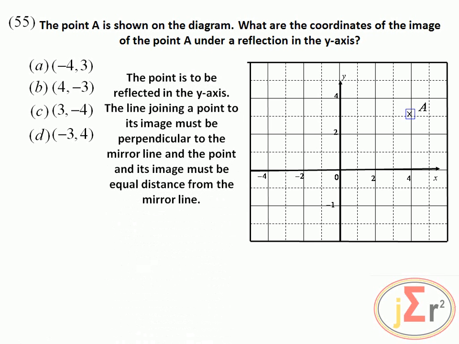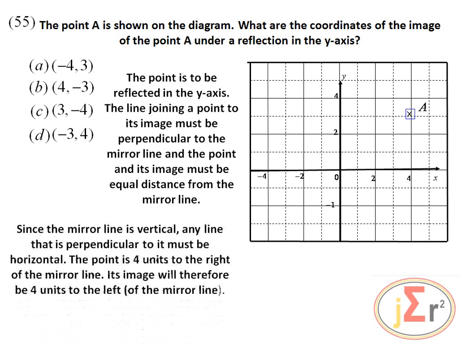The line joining a point to its image must be perpendicular to the mirror line, and the point and its image must be equal distance from the mirror line. Since the mirror line is vertical, which is the y-axis, any line that is perpendicular to it must be horizontal. The point is 4 units to the right of the mirror line, which is the y-axis. Its image will therefore be 4 units to the left of the mirror line.